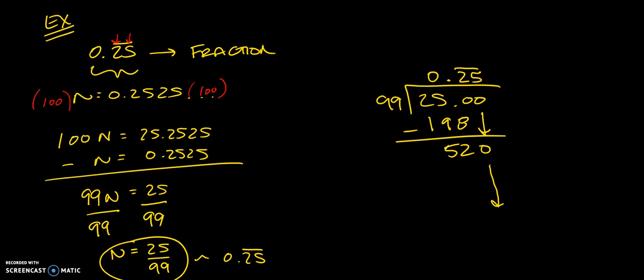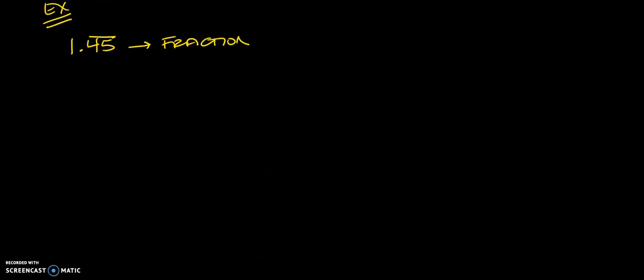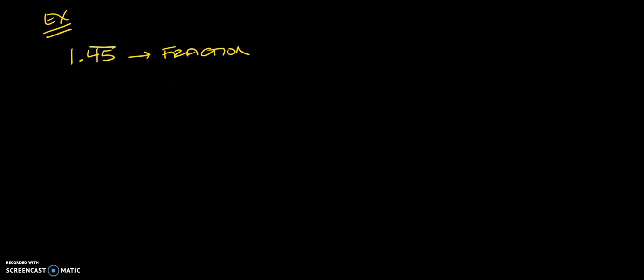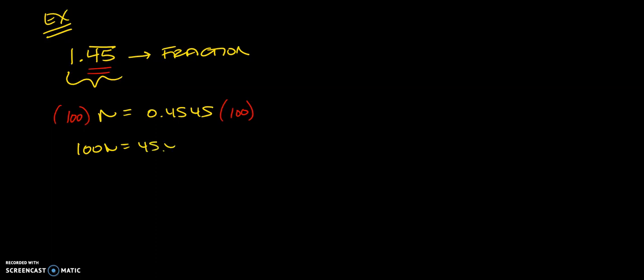All right? Let's do one more example. What if we have a whole number plus a decimal? So we've got 1.45 repeating. Well, what I'm going to encourage you to do is disregard the 1 for just a moment. And let's just say n is equal to 0.4545. We're going to multiply both sides by 100 because we've got 2 decimal places there. So we're going to multiply both sides by 100. And that's going to be 100n is equal to 45.4545. I'm going to subtract my original equation.